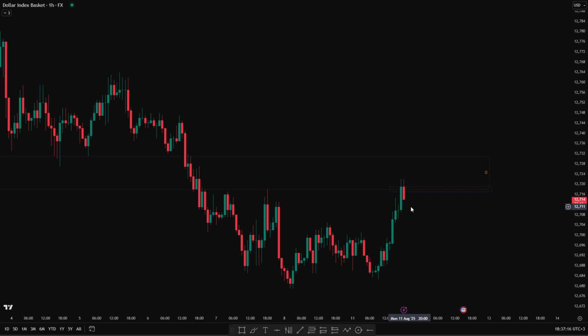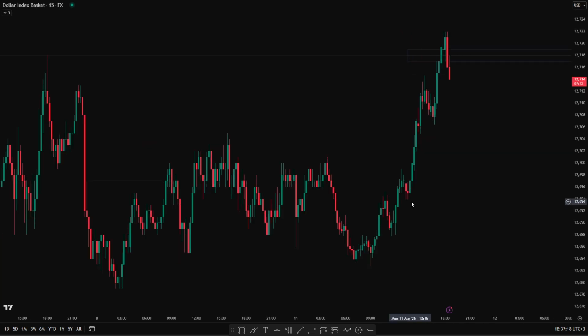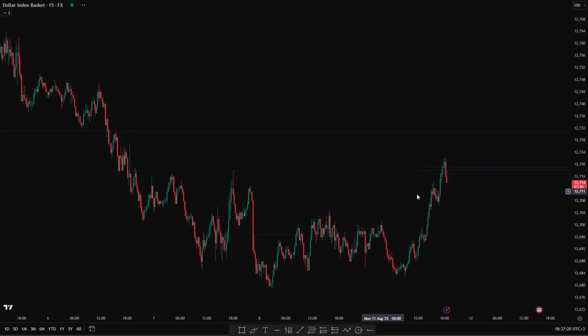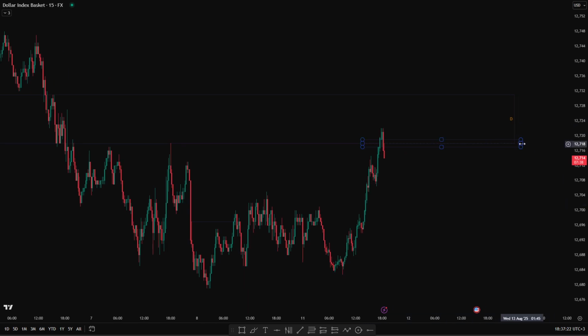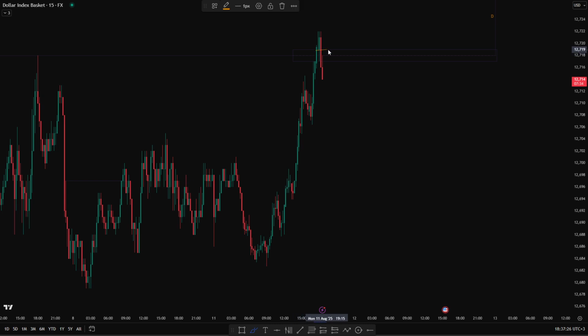So this is the H1 time frame, but on the 15 minutes time frame, after tapping into the daily fair value gap, price created this bullish fair value gap on the 15-minute time frame and closed below it directly, which is a very interesting sign for weakness. So this candle closed below this bullish fair value gap, hinting that more downside is on the way.